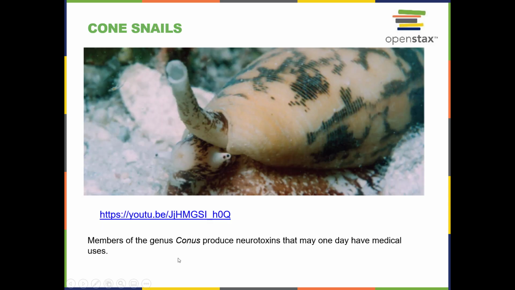The cone snails, these are really interesting because they are really dangerous. They have neurotoxins, really a mixture of neurotoxins, and people study these to figure out if they can use these medically. But spend some time watching the cone snail. You're going to be amazed at how big this guy gets when he's swallowing his prey. He gets enormous. It's really impressive.